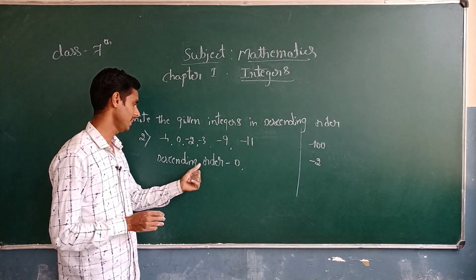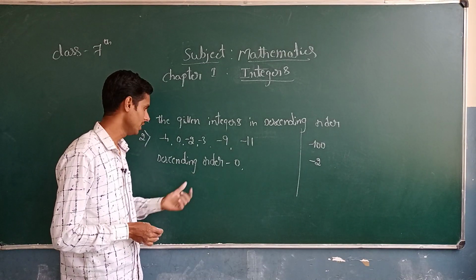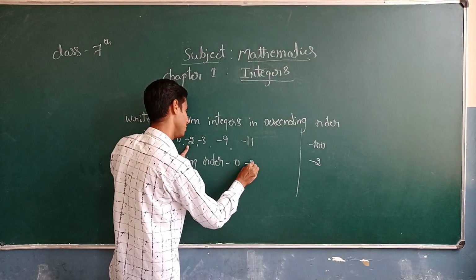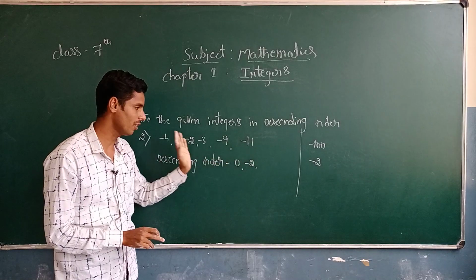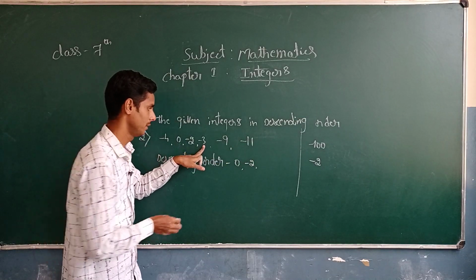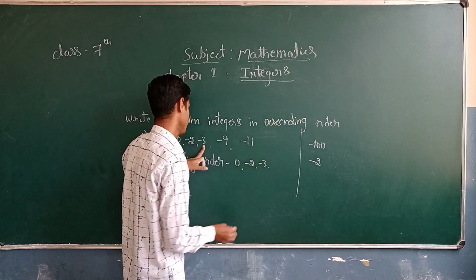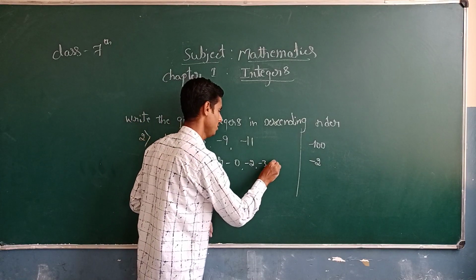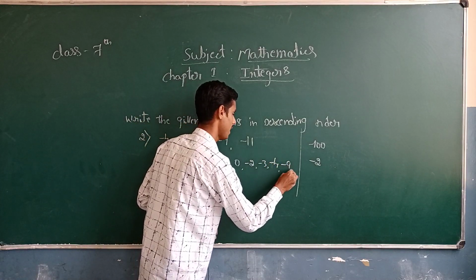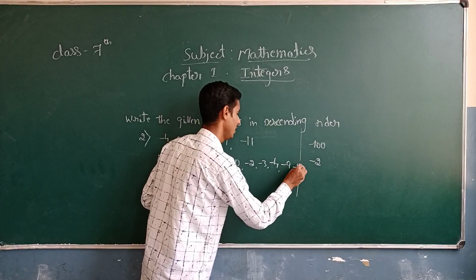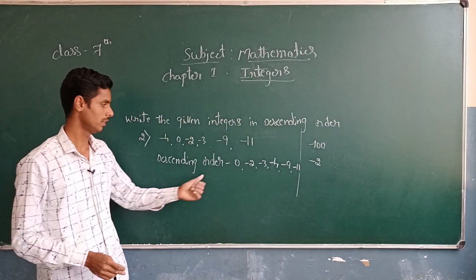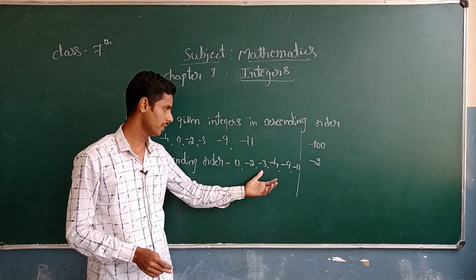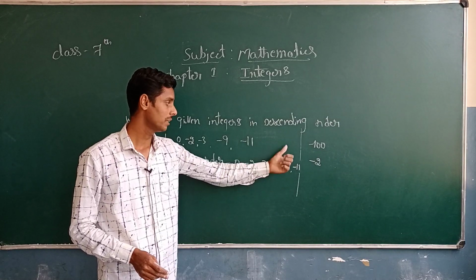So therefore descending order means from bigger to smaller. After zero, which number do we have? Minus 2, right? Minus 2 is larger than all the other numbers, after zero. After that minus 3, after that minus 4, minus 9, minus 11. Here, since it has 0, 0 will be written first. After that, minus 2, minus 3, minus 4, minus 9, minus 11.